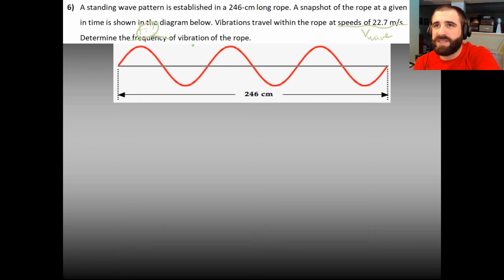Still getting used to this pen. But we need wavelength, right? If we're trying to do that, so V equals lambda F. So, how do we do this? Well, here's how.